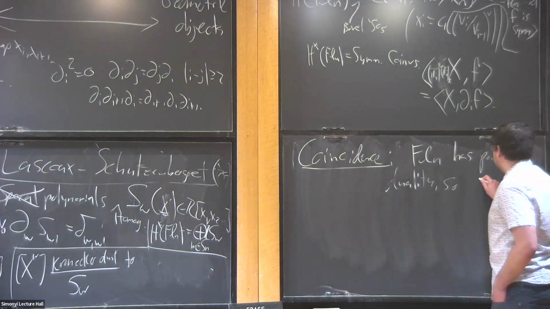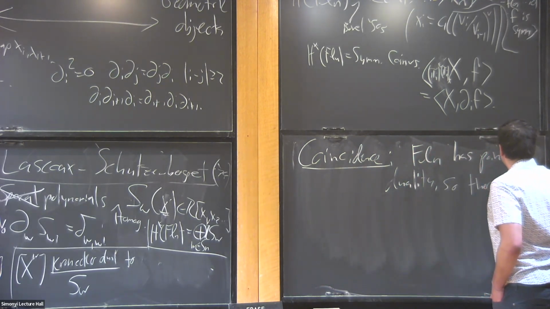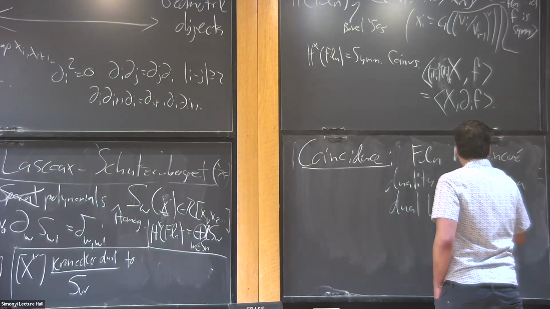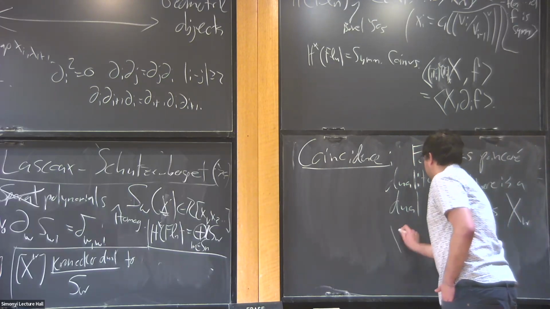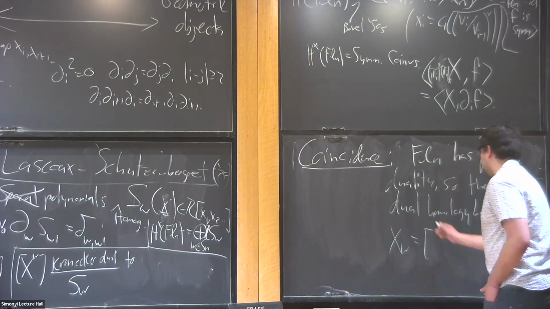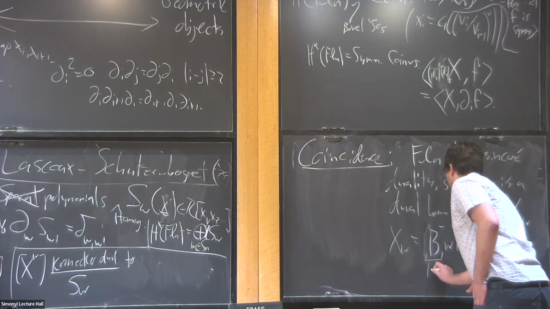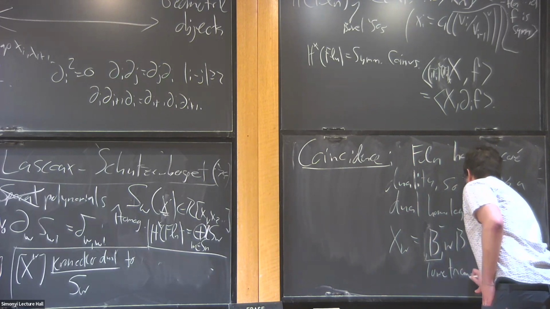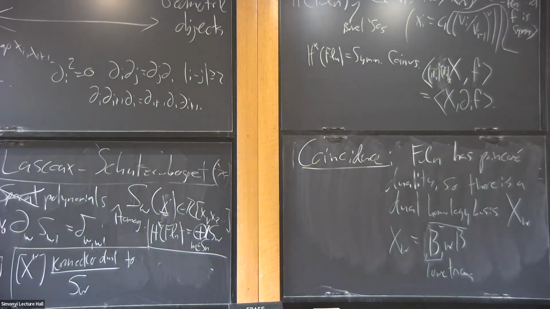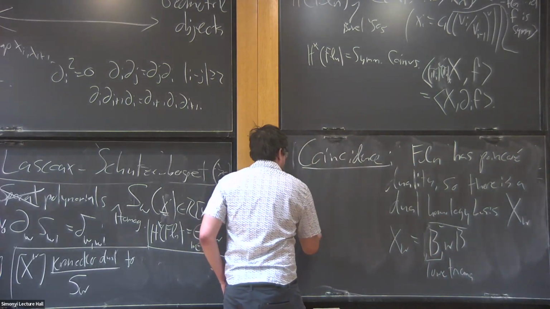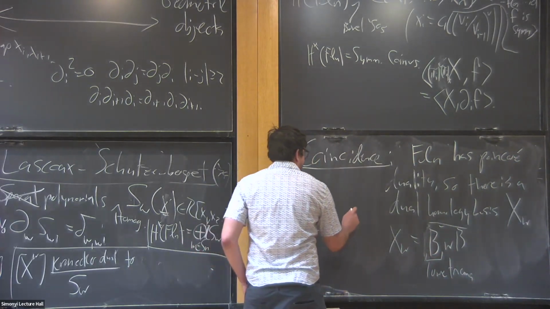So there's a dual homology basis, X lower W, which turns out to be B minus WB. So these are the lower triangular matrices. There's this homology basis that's dual to the cohomology basis under the intersection pairing in homology. Under this coincidence, we actually get that these XWs have class equal.